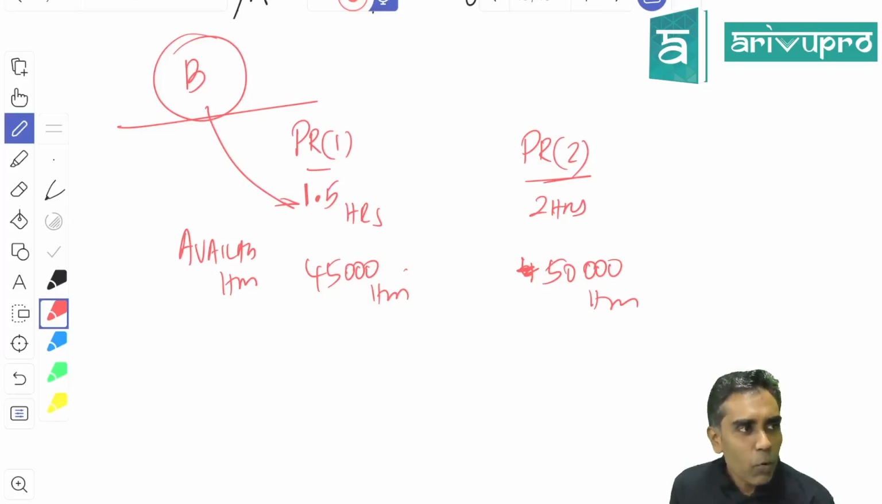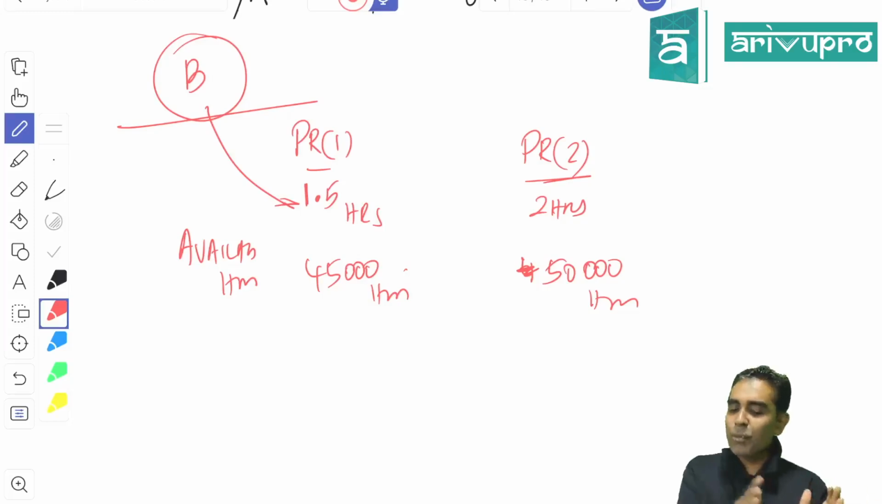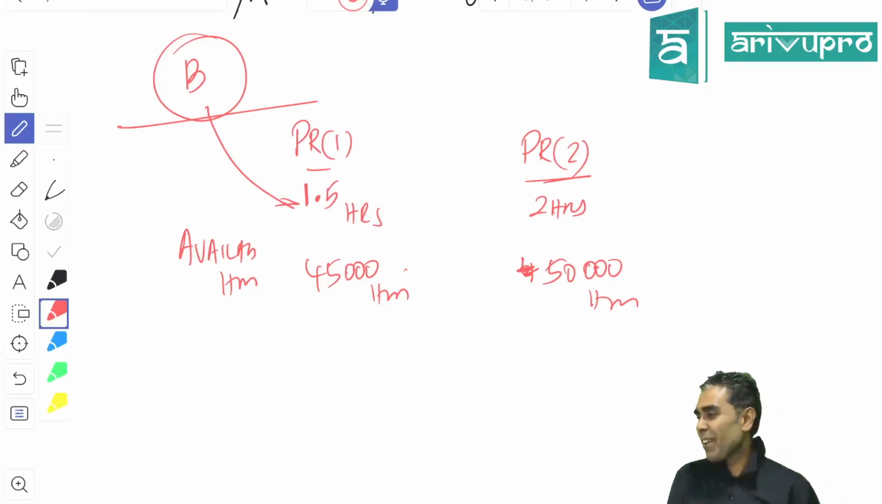One answer I got from Uma, process 2. Uma, any reasons? Because during the allocation of hours, we prefer to allocate higher hours first. No, it's not mandatory, it's not compulsory. 50,000 is more, so 50,000 is first. Then I will give it to you the other way around. We'll make process 1 as 50,000 and 2 hours, and process 2 as 45,000 and 1.5 hours. Come up with a little stronger answer.